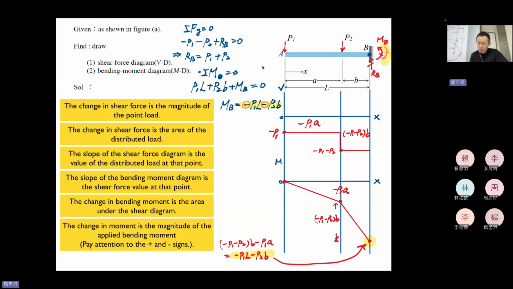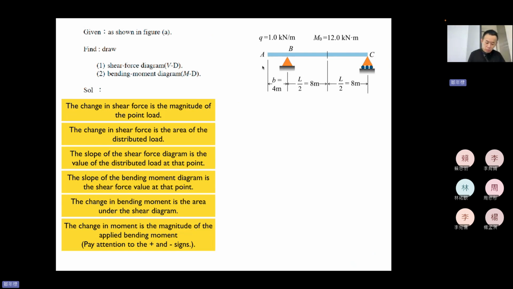I was late. I'm terribly sorry for that. Okay, so this is easy. The next one will be the last one. The last one will have a distributed load.